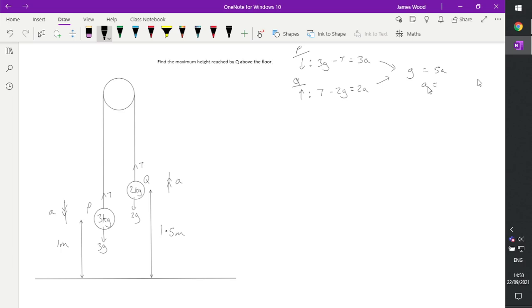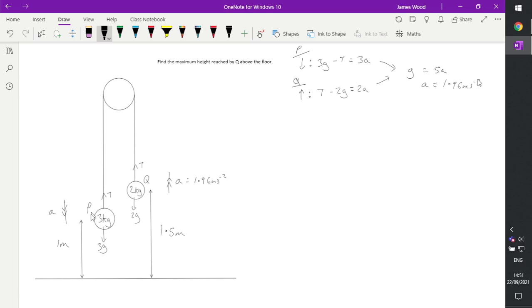So a is 9.8 divided by 5. So 1.96 meters per second squared. Okay, let's just write that on my diagram. So that's the initial acceleration when I let go of these.